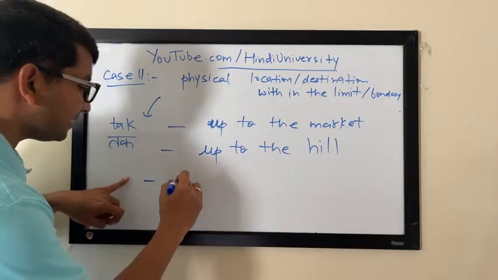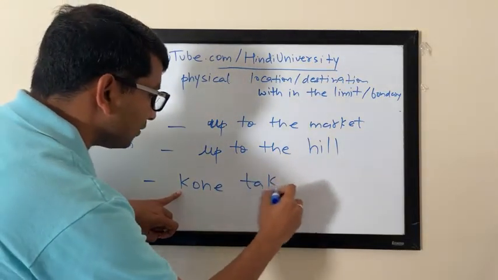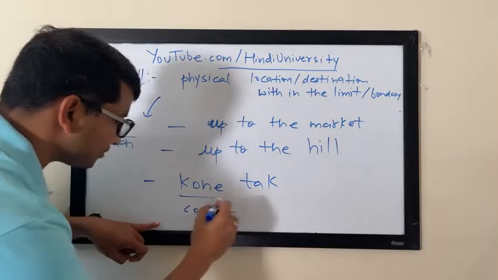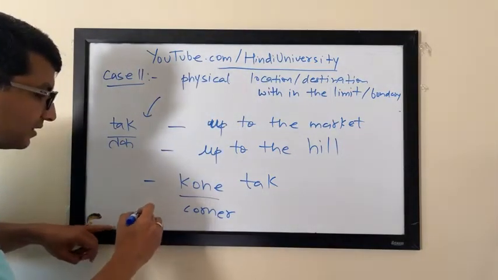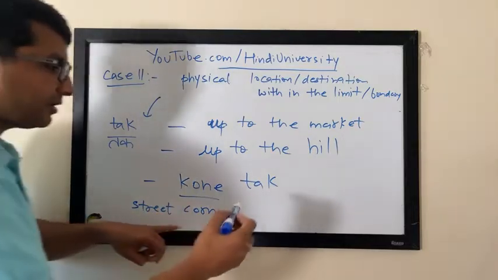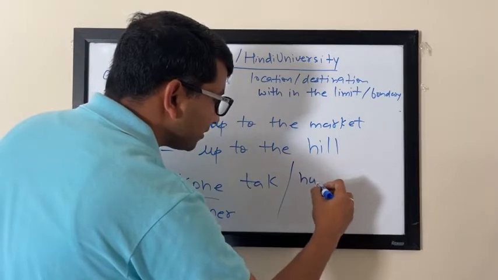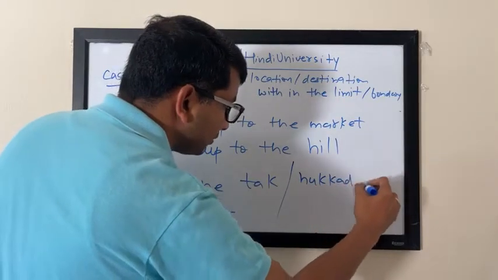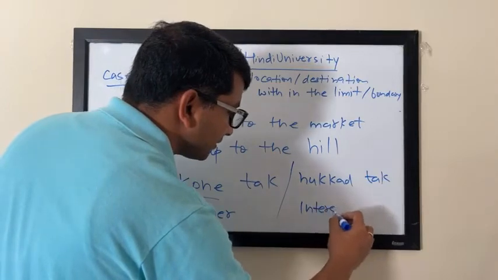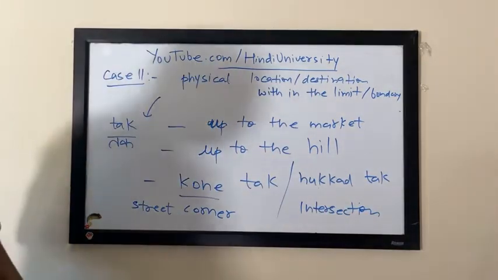Kone tak. Kone is nothing but a corner, street corner. That's referred to as kone tak, corner tak. Okay, street corner tak, which is in the past. I mean, it's not used anymore. Nukkad tak, which is intersection. Right, nukkad tak. Any other?